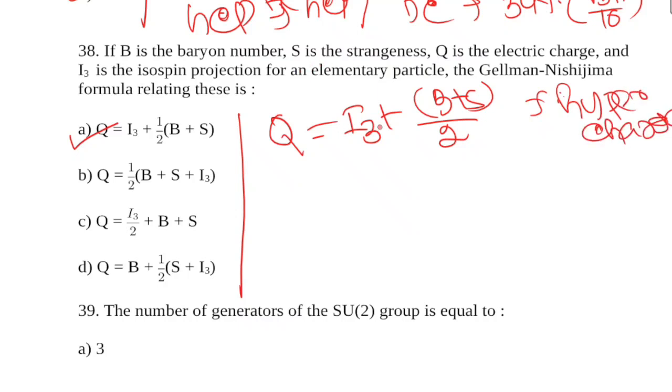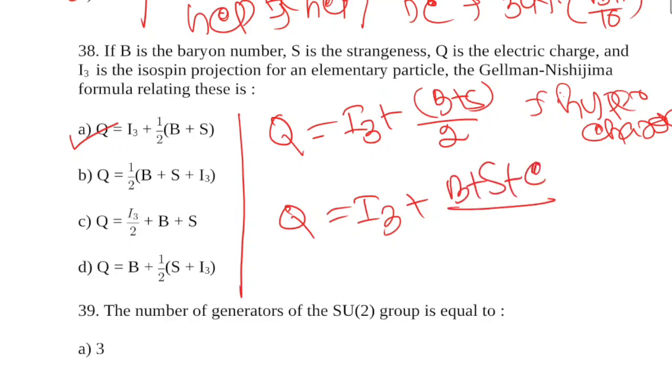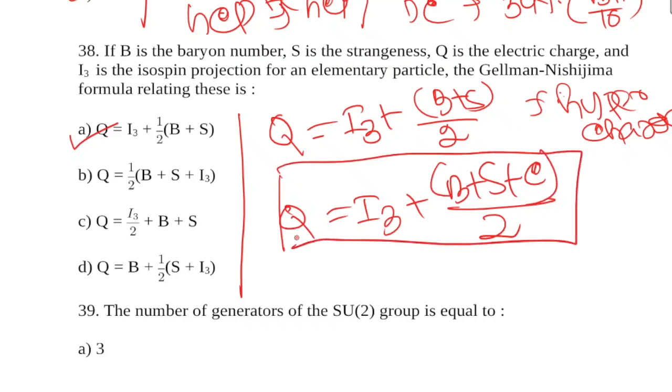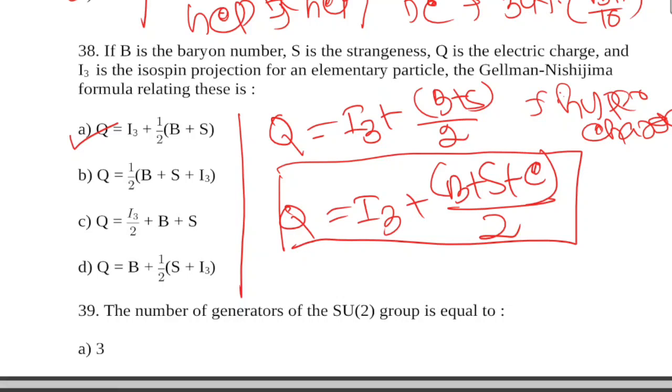Sometimes they also include the charm quark. Okay. So you should remember Q equals I3 plus (B plus S plus C) by 2, where C means charm quark. Okay. So this will be the complete formula.